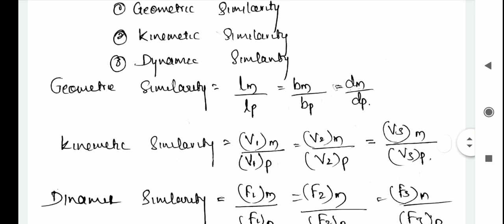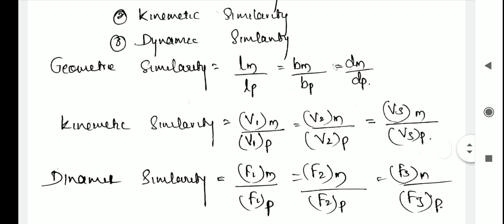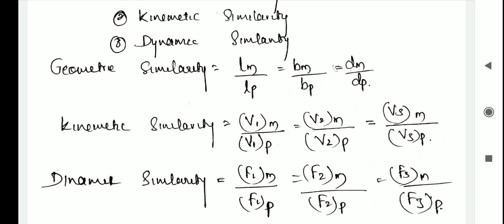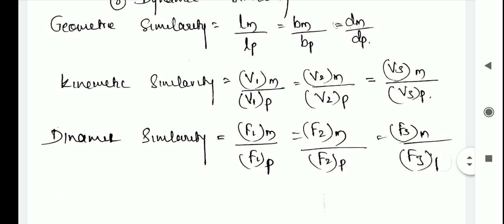It is given by v1m/v1p = v2m/v2p = v3m/v3p. Here v1m, v2m and v3m are the resultant velocities at points 1, 2, 3 in the model, and v1p, v2p, v3p are the resultant velocities at the corresponding points in the prototype. Next we move on to dynamic similarity.